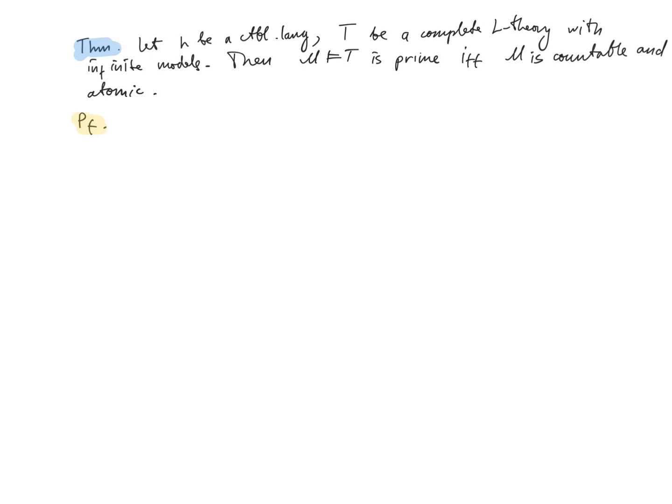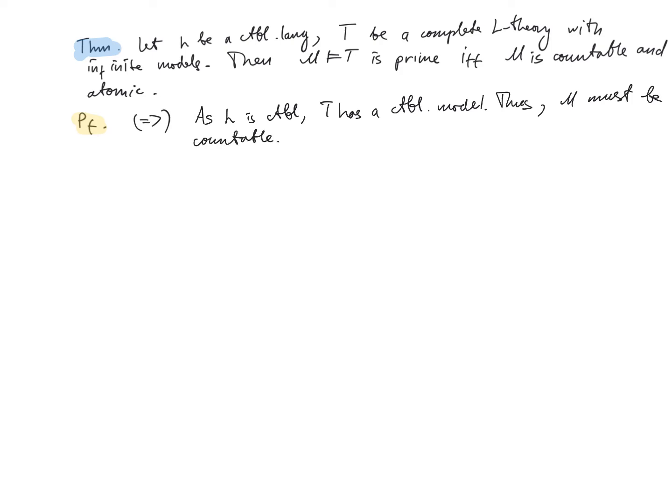Proof. The implication from left to right we have already seen in the previous proposition: prime models are atomic. But also, as L is countable, T has a countable model, thus the prime model M must also be countable, because it can be elementarily embedded, so in particular embedded, into a countable model. So it has to be countable itself.